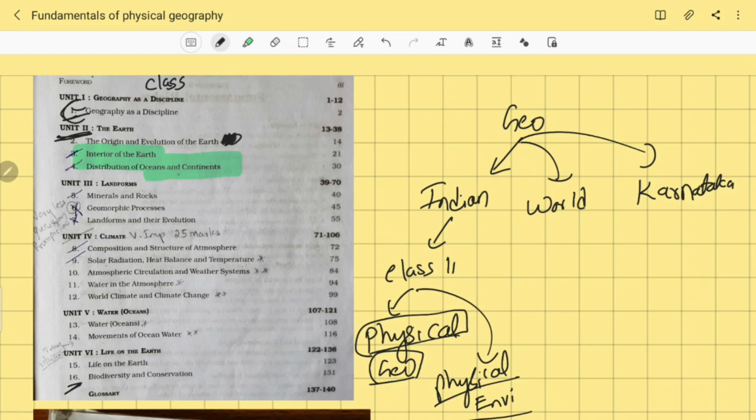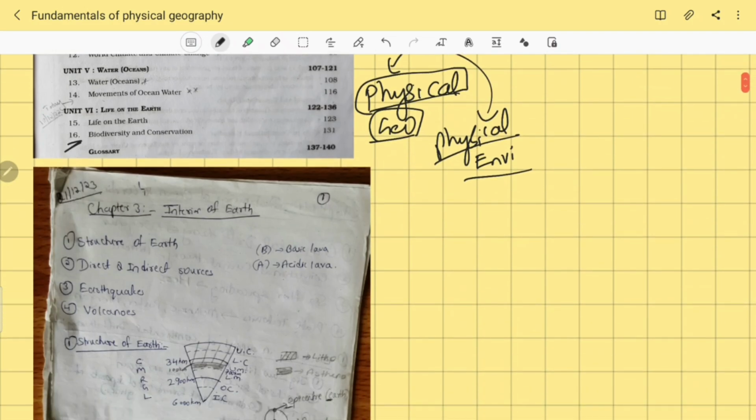It will take at max around 30 minutes for me to complete the chapter called interior of the earth. So stay tuned with me, and I'm sure that you will get to know everything that is given in this book once you listen to this video. I have made it very crisp and clear. So now let's start with chapter 3, that is interior of the earth.